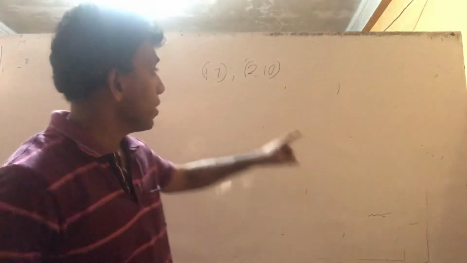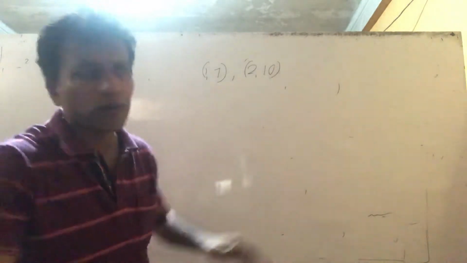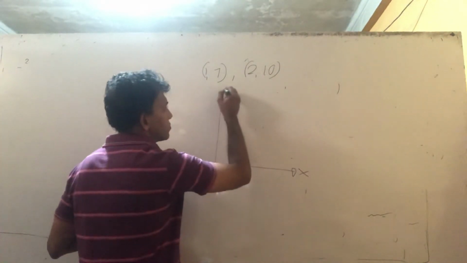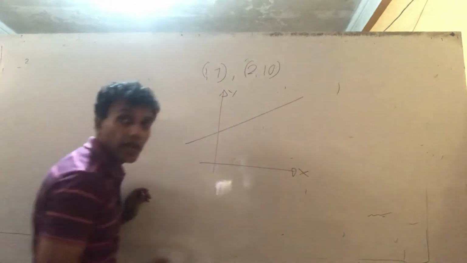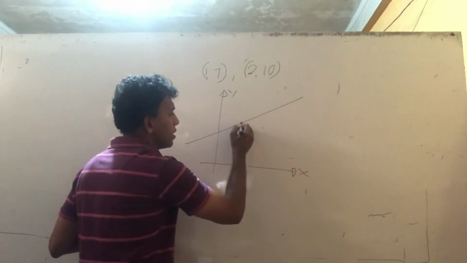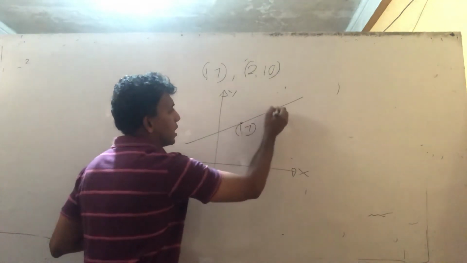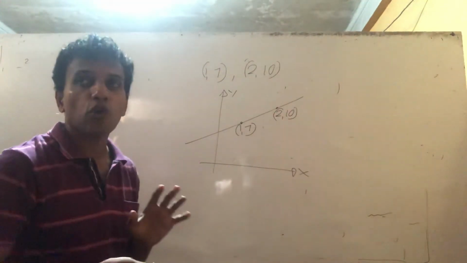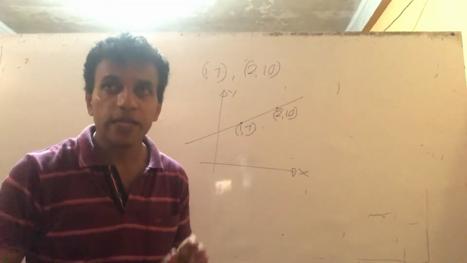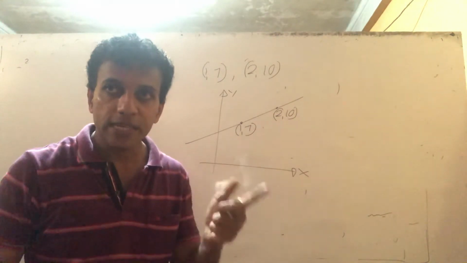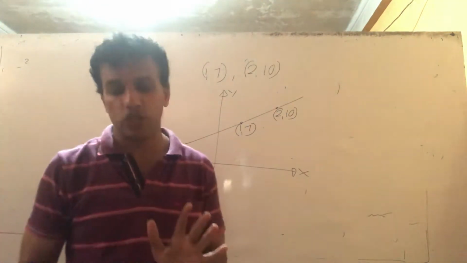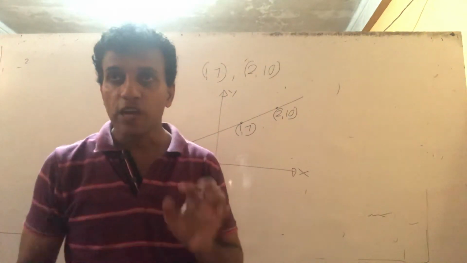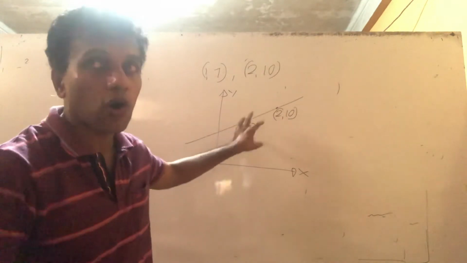Okay, see this question. There's a straight line that passes through two points. If I draw it roughly, the straight line passes through (1, 7) and (2, 10). We have to find the m value and the c value, and then we can give the equation. The problem is to find the equation of the straight line which passes through these two coordinates.